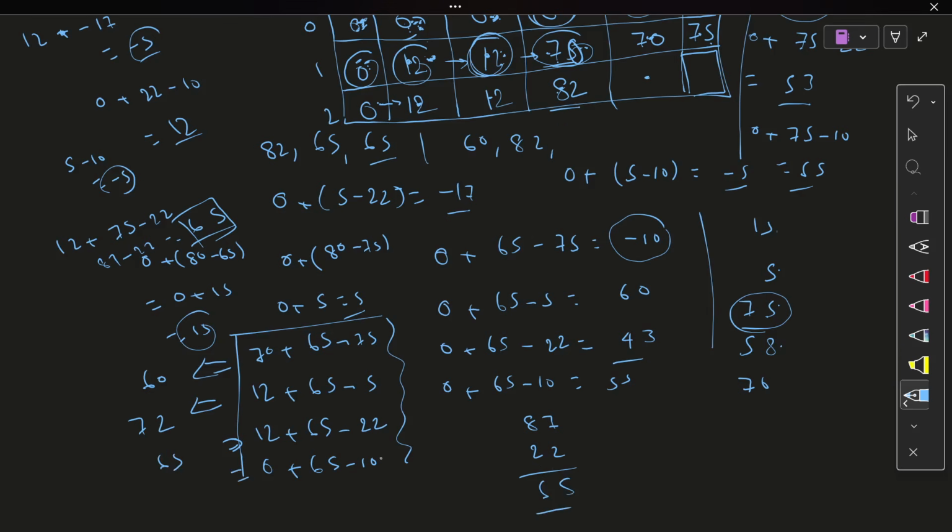Here 65 minus 10 is 55. Which one is maximum? 72 and 82. 82 is maximum.